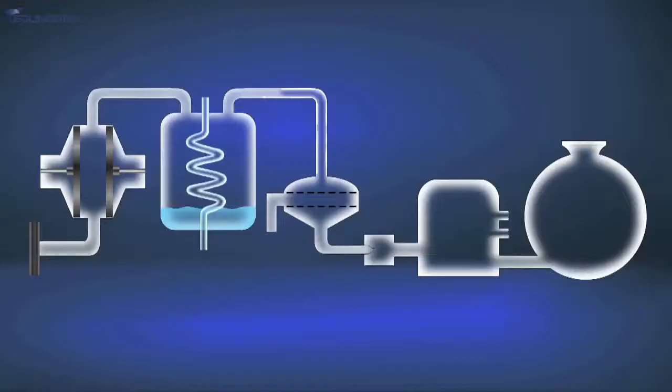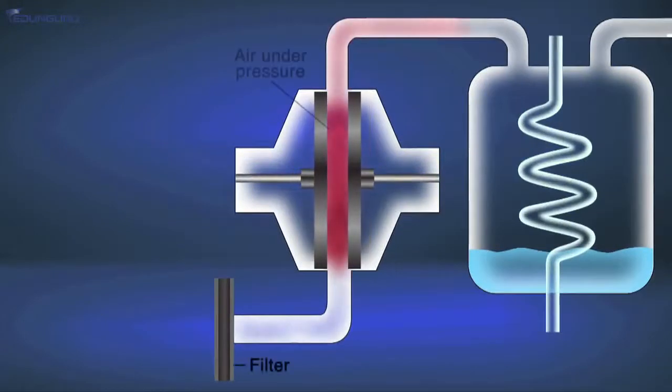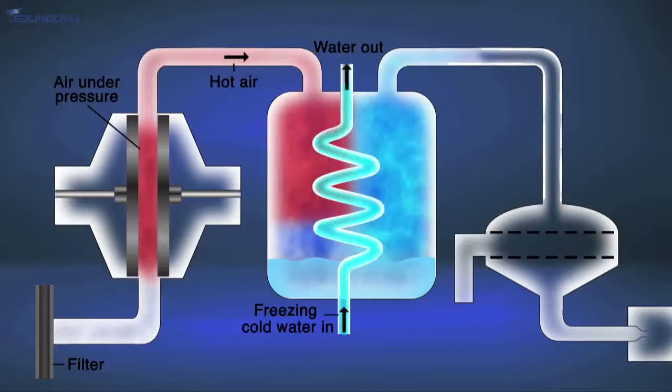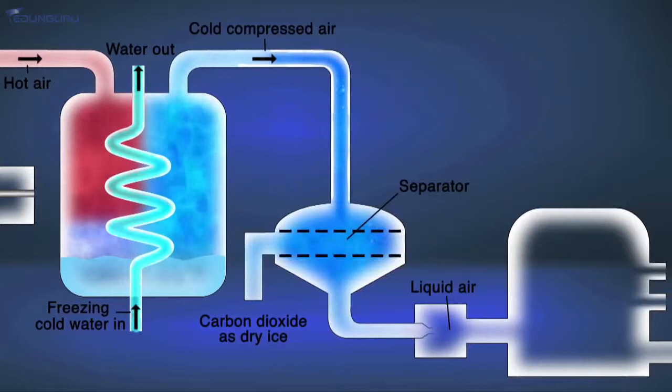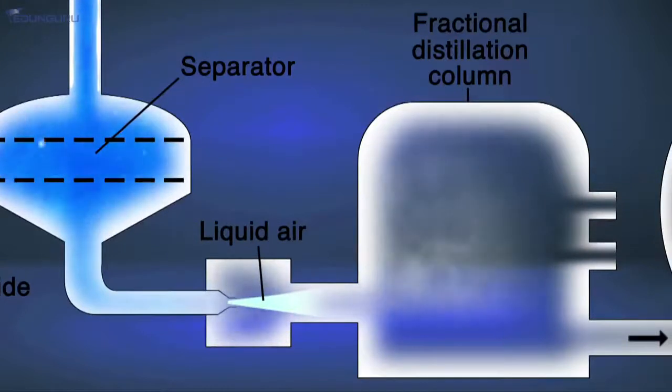Let us see how we can separate the various components of air. The air is first subjected to pressure. Then it is cooled by lowering the temperature. Now under these conditions, the gaseous carbon dioxide will convert into dry ice and can be separated out. Now the rest of the gases of the air will get liquefied.